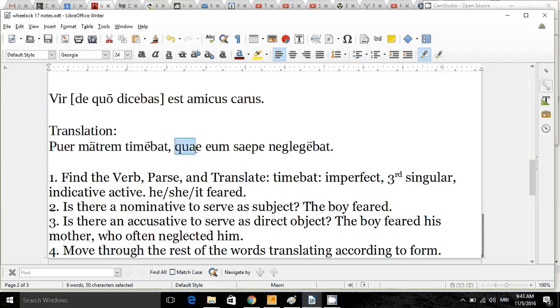So quae is feminine because it refers back to matrem. Matrem is the antecedent. The antecedent just means the thing that went beforehand. Ante, went beforehand. And quae refers back to it, relates back to it. Puer matrem timebat, the boy feared his mother, quae, who often neglected him. Kind of a sad sentence for today.